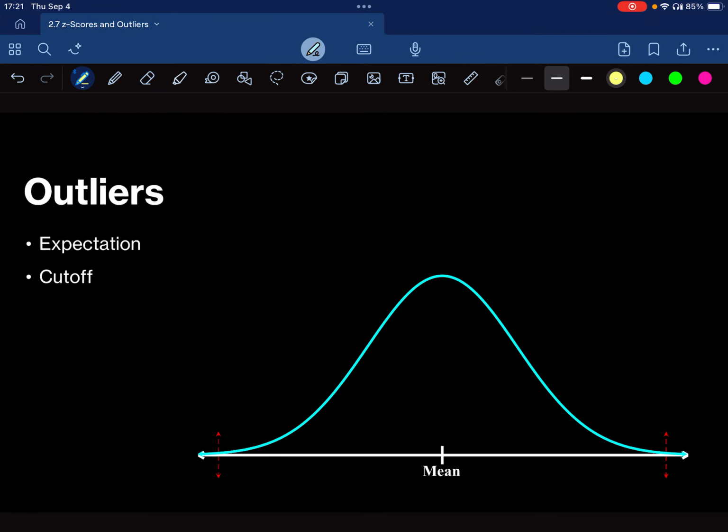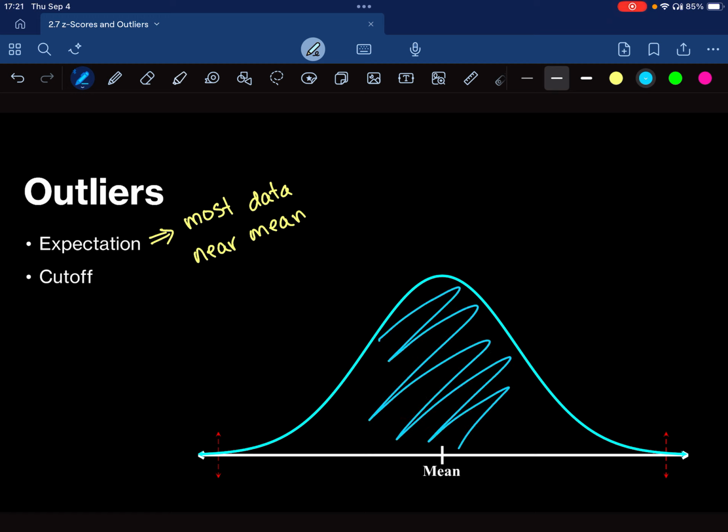So our expectation is that most data is going to be near the mean. And that's what I've tried to describe in this picture, that most of the data is close to average. We're going to have less and less data the further we move away from the average. And at some point, we have to have a cutoff and say, at this point, it's really unusual. It's so weird for me to get something very far from the average.